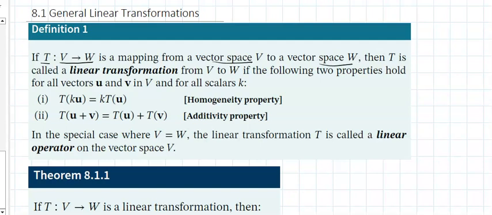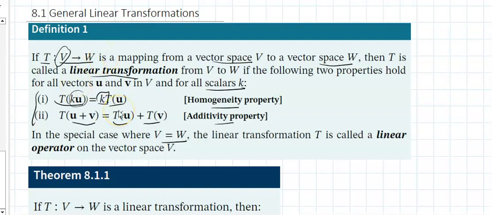Then if that's a mapping, T is a linear transformation from V to W if two properties hold. One, K is a constant or scalar. If K is a scalar, and U and V are vectors, the transformation of KU is K times the transformation of U, and the transformation of two vectors U plus V, where U and V are in V, is T of U plus T of V. So the additive property and homogeneous property hold. In the special case where V equals W, the linear transformation is called a linear operator.